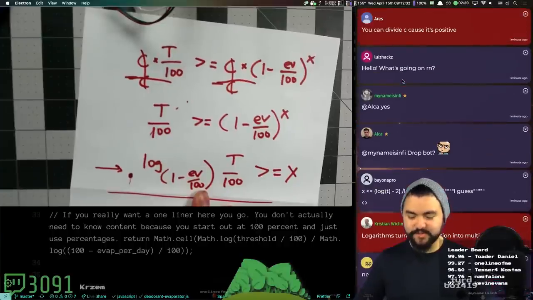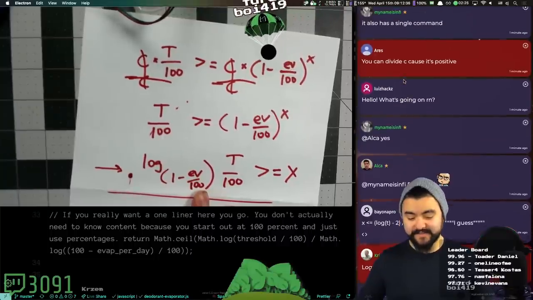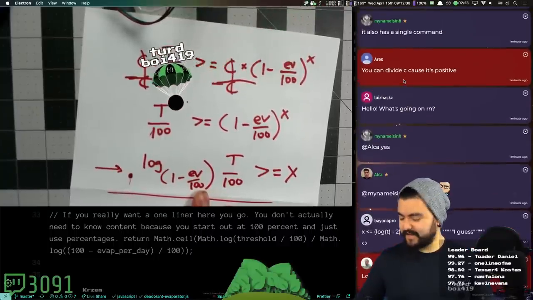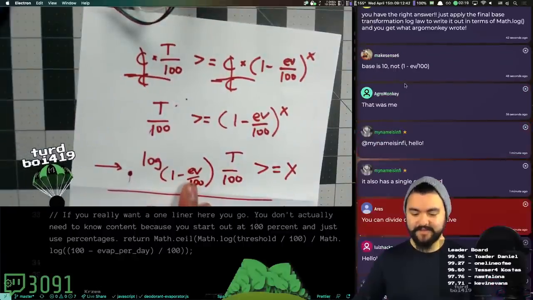Hello, Louise Hex. We're trying to figure out logarithms. It's been a long time since I did math. Yeah, I could divide C. So that's what I did before. Aggro Monkey, thank you, Aggro Monkey.